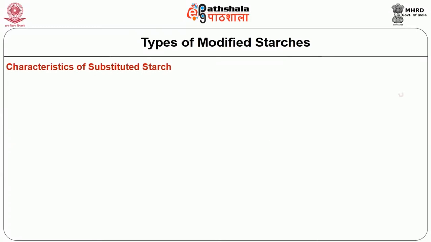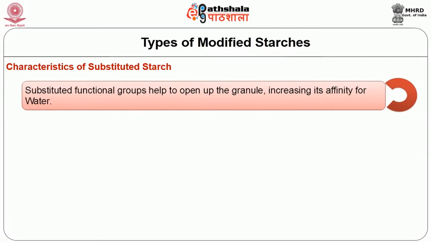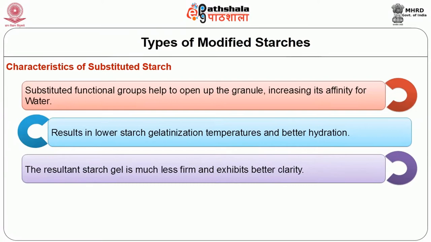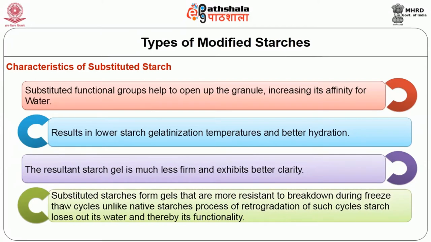Several positive characteristics contributed by substitution modifications include: first, substituted functional groups help to open up the granule, increasing its affinity for water. Second, resulting in lower starch gelatinization temperatures and better hydration. Third, the resultant starch gel is much less foamy and exhibits better clarity. Fourth, substituted starch forms gels that are more resistant to breakdown during freeze-thaw cycles.